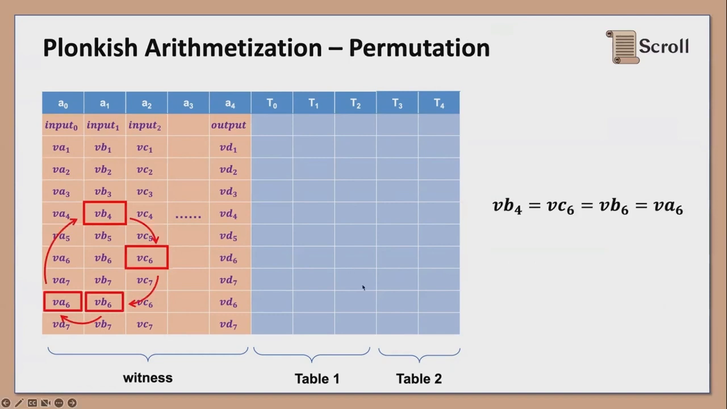And another thing you can also use is called permutation, because as I mentioned, you can define multiple gates, but those gates are still independent. You can connect the output of one gate to the input of another gate by making the cells equal. So for example, you can define a sequence of values that are equal, like VB4 equal to VC6 equal to VB6 equal to V6. So this is called permutation. This is another arithmetization you can use in this Plonkish arithmetization.